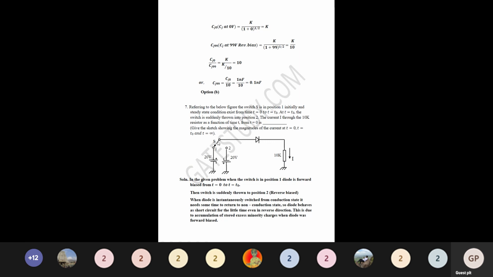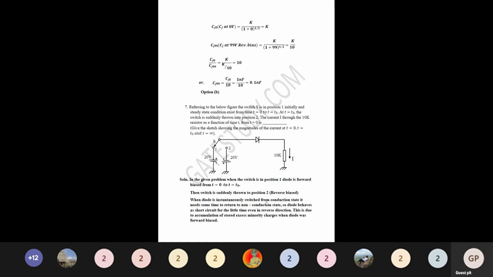Now see, the PIN diode can be used as a switch. We saw it in the applications. So initially the PIN diode acts as a switch in position 1. Then a transition takes place from t = 0 to t = t0. The switch will be moved to position 2. Okay, so the switch is suddenly thrown into position 2, that is reverse biased.